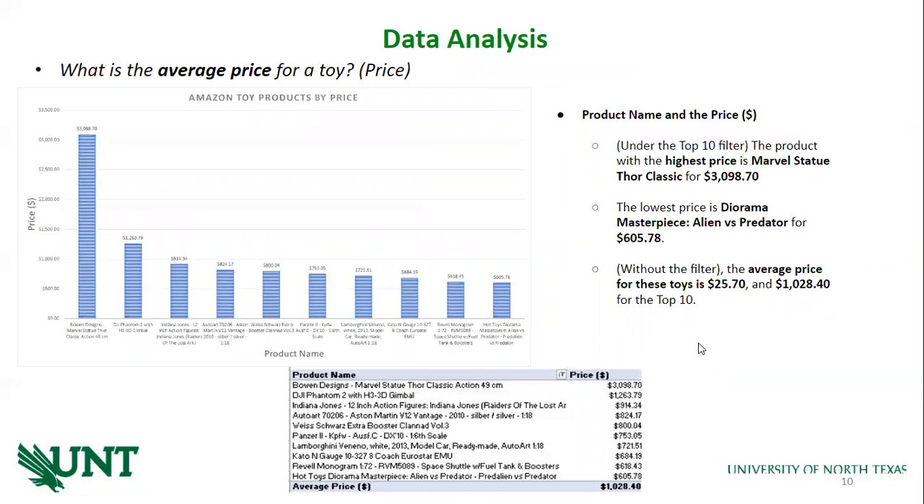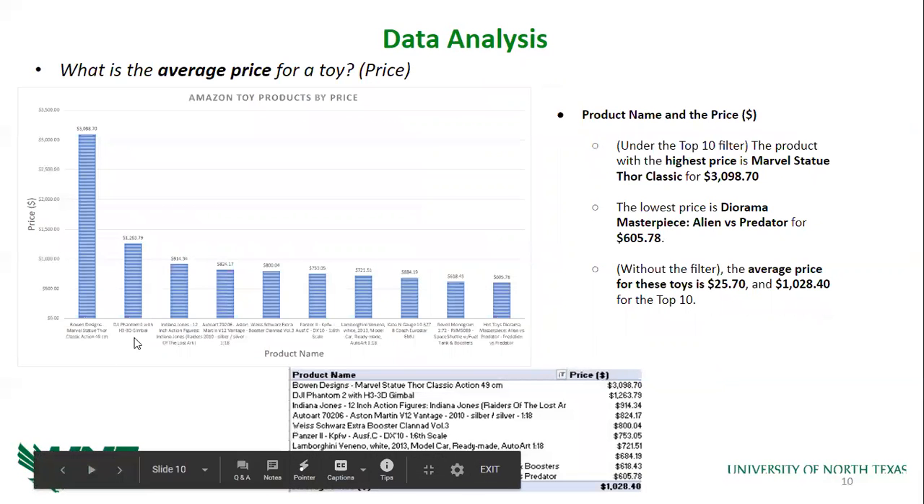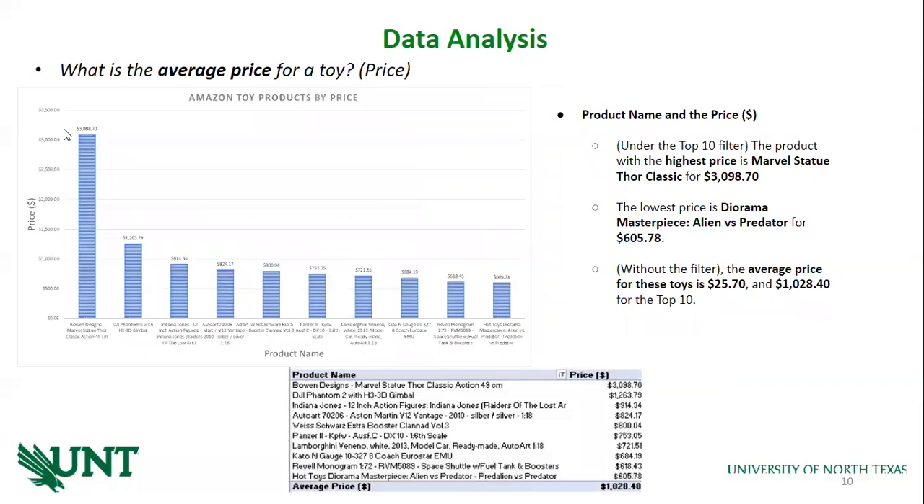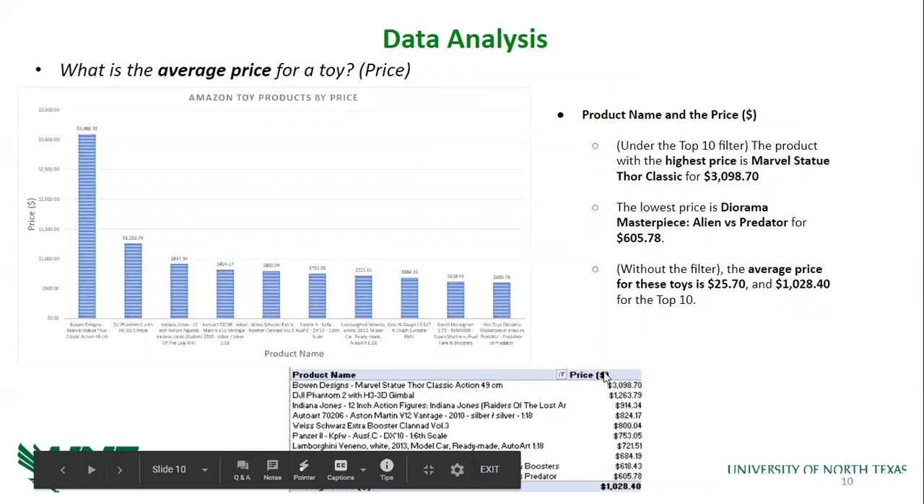My next question was, what is the average price for a toy? Here we've got the product names at the bottom and the prices that they are. I also filtered it into the top 10. We saw the highest price was for a Thor statue, about $3,000. The lowest price in the top 10 is a diorama, which is about $600. Without the filter, the average price was about $25, which we had already seen. With the filter on top 10, the average price is $1,000. There were definitely some outliers there, so that's why I did the filter on and off, because the $3,000, as you can see down here, is quite the outlier.